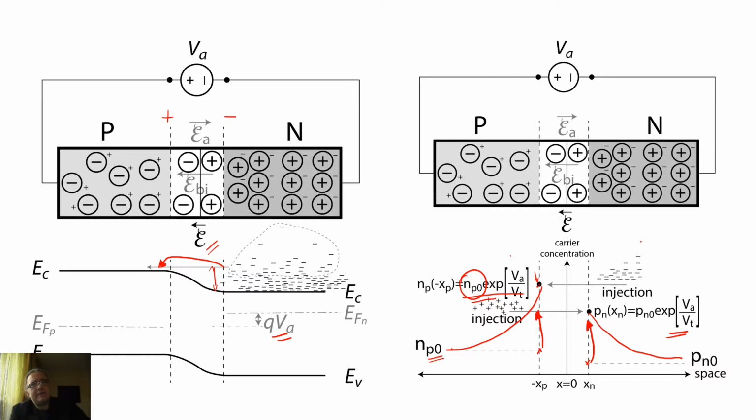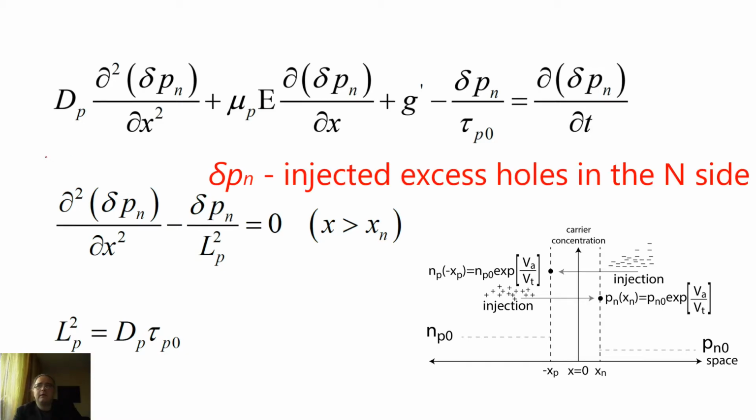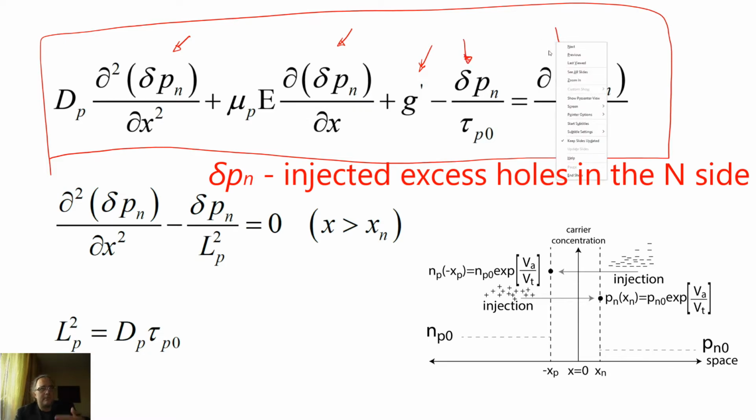We can investigate it through the ambipolar transport equation. The whole form of it in one dimension. We have the diffusion term. This term is due to drift. This is the generation term. This is the recombination term, and this is the dynamic term accounting for the changes.